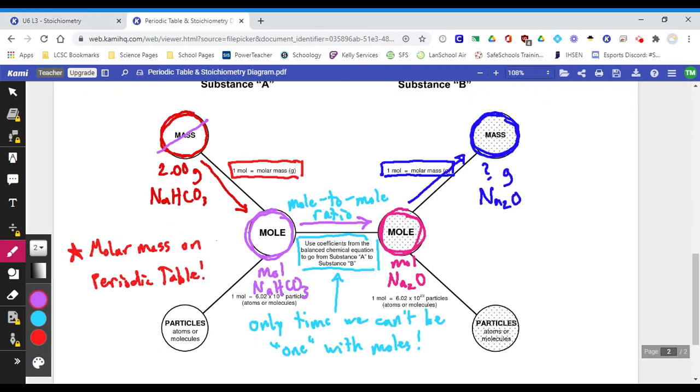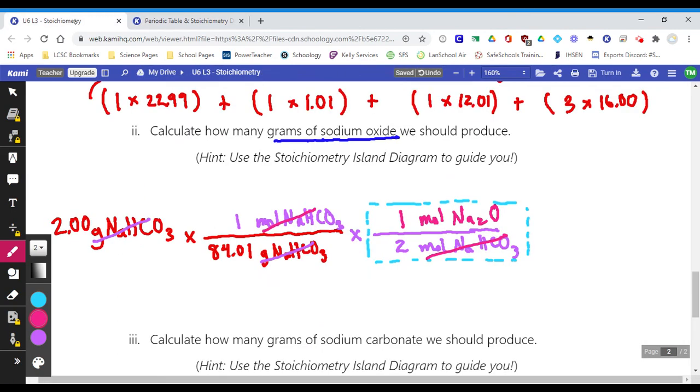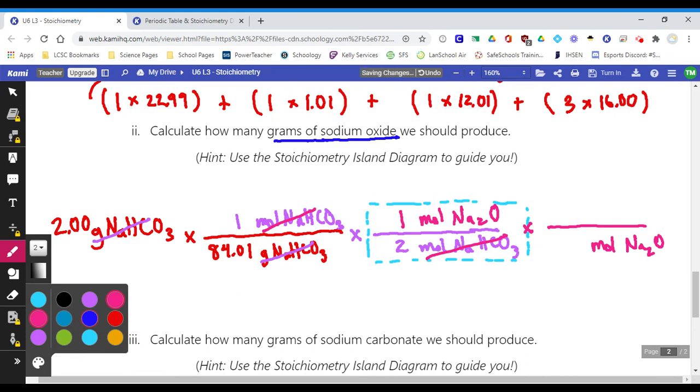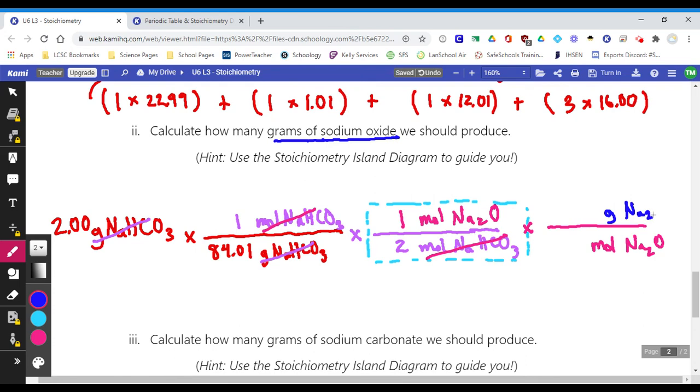So where can I go next? Got rid of moles of NaHCO3. I'm now here at moles of Na2O. My last step is to get to grams of Na2O. So I just need one more fraction bar left to change from moles to grams. So finally, set up my conversion factor there. I want to get rid of moles of Na2O on the bottom here. Moles Na2O. Okay. On the top, I'm trying to convert to grams of Na2O.